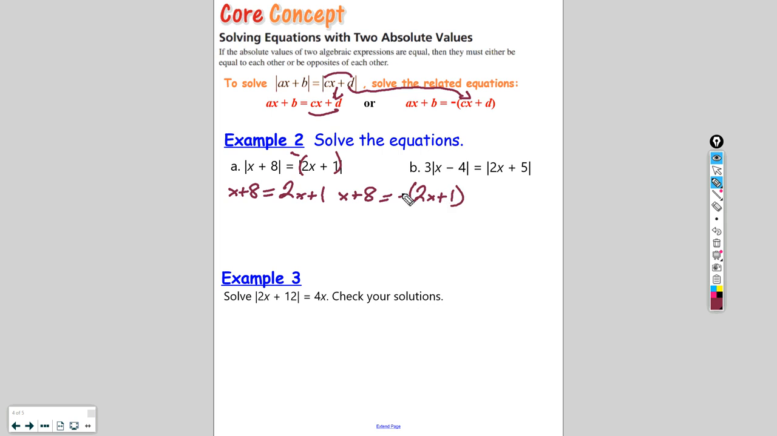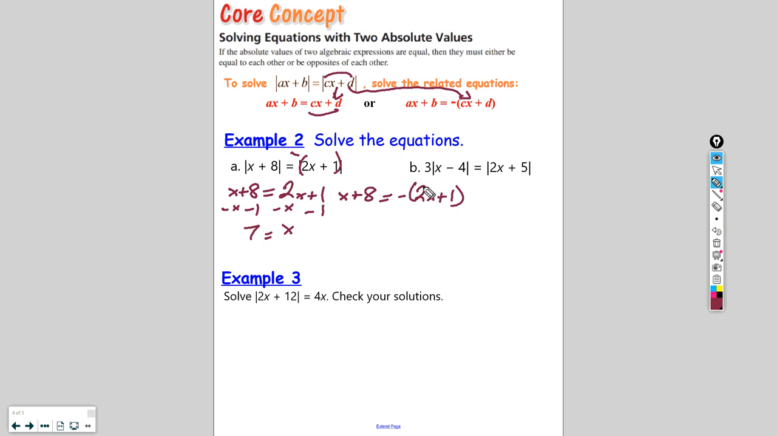Now we're going to just solve both of these equations. So if we subtract x on both sides in this first example, we'd get x alone on the right side, and then we'd want to get our constants on the other side, so we could subtract 1. And we get x equals 7 as one of our solutions.